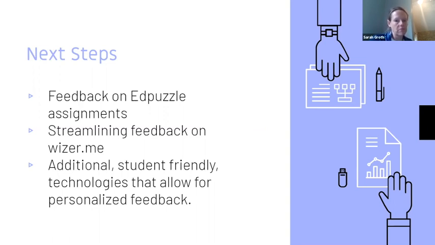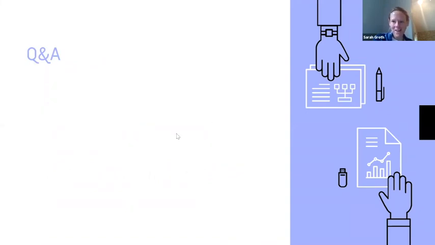Streamlining the feedback process on Wiser Me, because that's the more individualized one. I do create that cut and paste document where I can respond to different questions in the same way based on student understanding, but it still can get a little tedious. I'm also interested in knowing more about other student-friendly technologies or tools that allow for personalized feedback, because I know they're out there. So now we can have our Q&A.